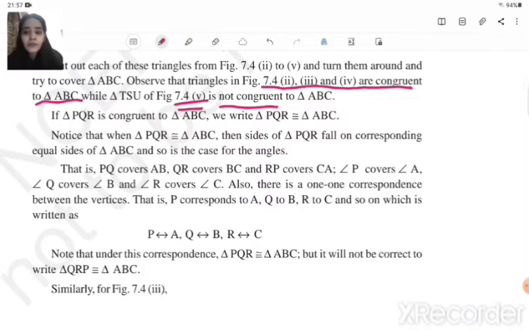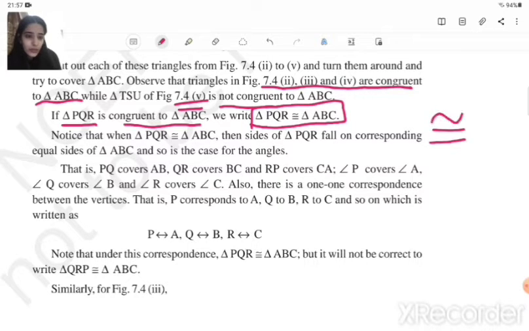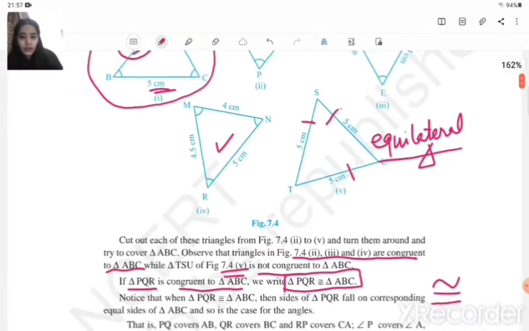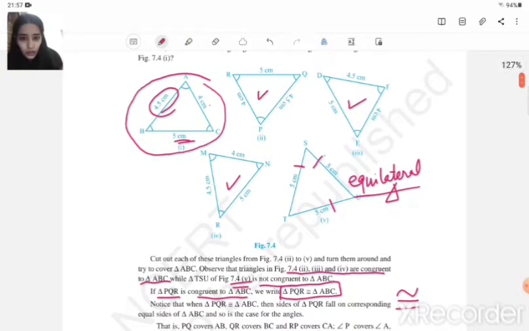Let's move forward. If triangle PQR is congruent to triangle ABC, we write it as triangle PQR is congruent, using this sign of congruence, to triangle ABC. The order is very important while writing the names of the triangles. You cannot say that PQR is congruent to CBA, because that might not be true. Let's see. Here in the above figure, we can see P, then 4.5 centimeter length, then Q, then 5 centimeter, then R.